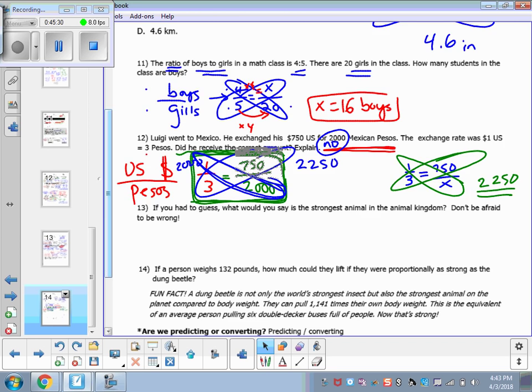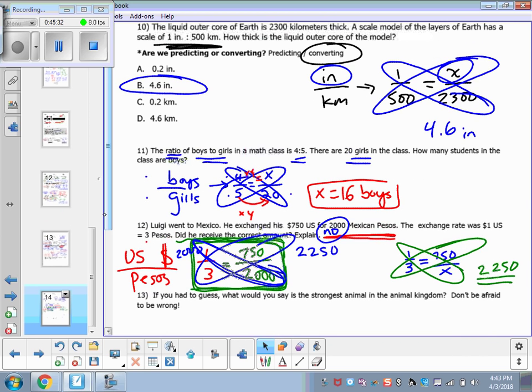All right, real quick before we move on. Try not to read that. If you had to guess, what is the strongest animal in the animal kingdom? Pause the video and take some time to just think real quick what the strongest animal would be, and then just write it down right here real quick. Just write it down.